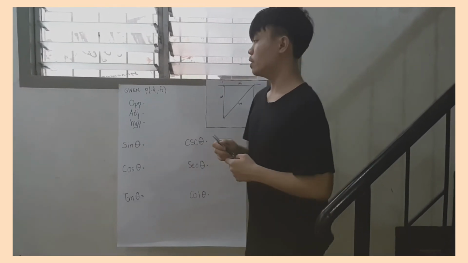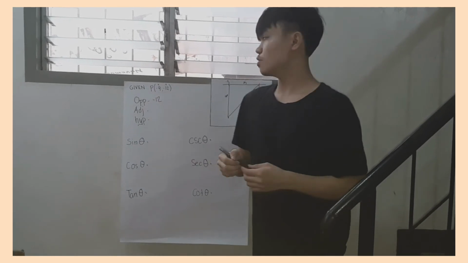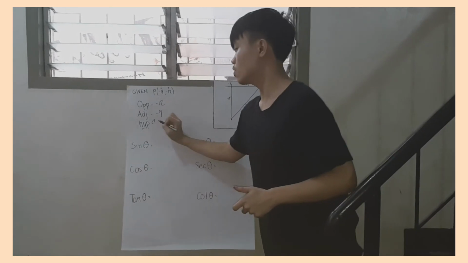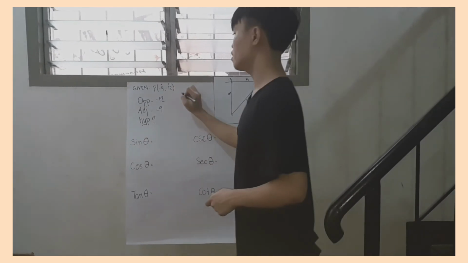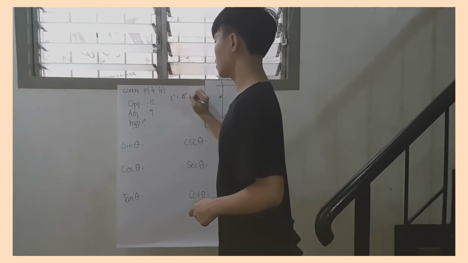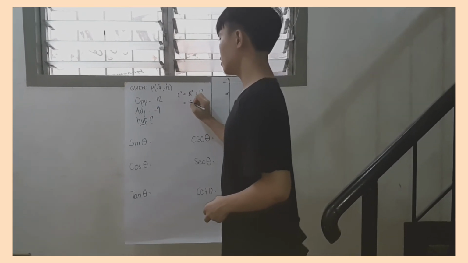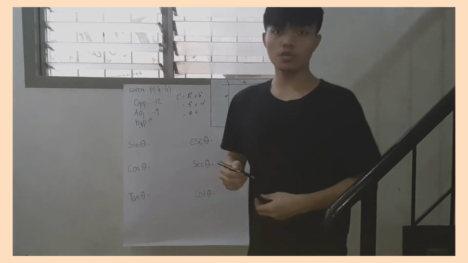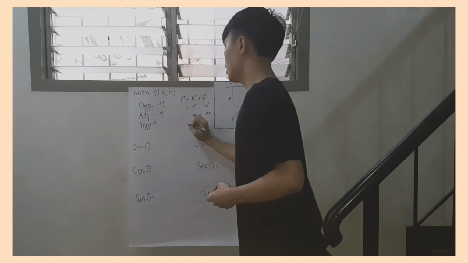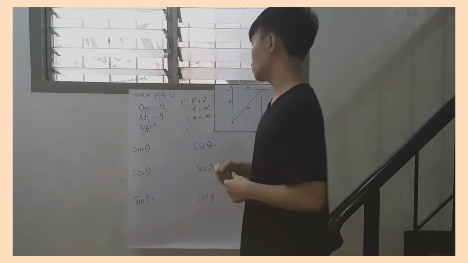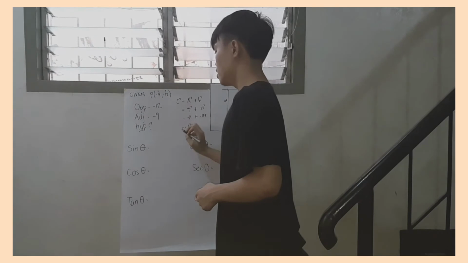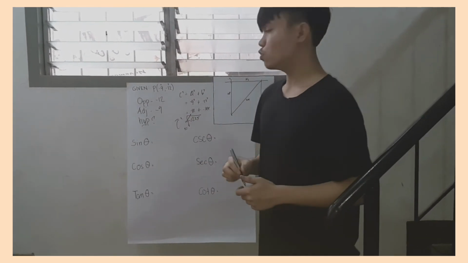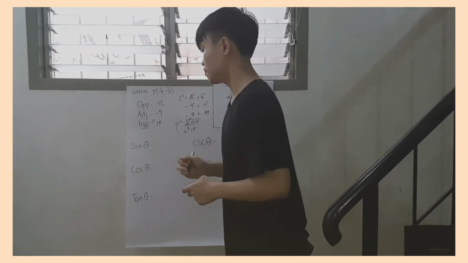We all know that opposite will always be the y, so it's negative 12. The adjacent will always be x. And where can we find the hypotenuse? The formula is c squared equals a squared plus b squared, which is negative 9 squared plus negative 12 squared. Negative 9 times negative 9 is 81, plus negative 12 times negative 12 is 144. Now we add both: 81 plus 144 is 225. Now we take the square root, because of the square here. The square root of 225 is 15. So that is our hypotenuse.